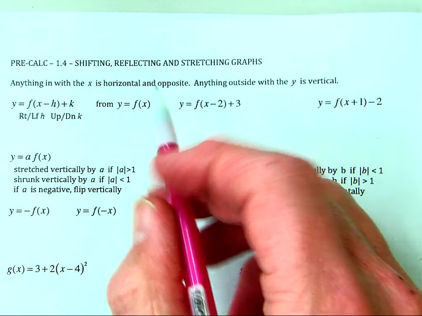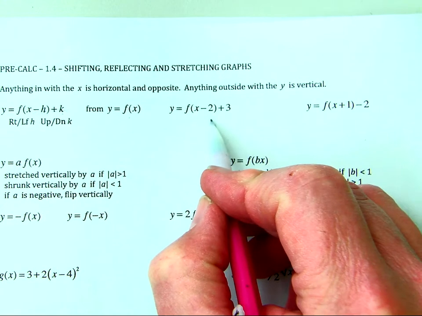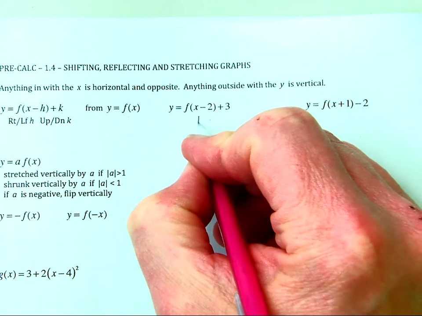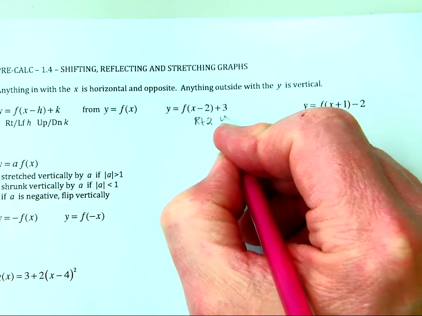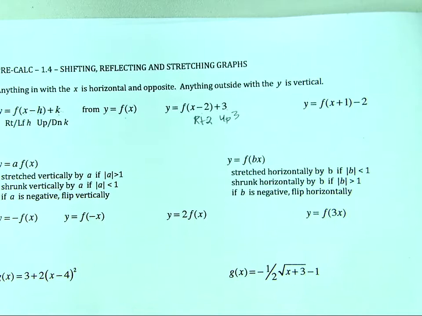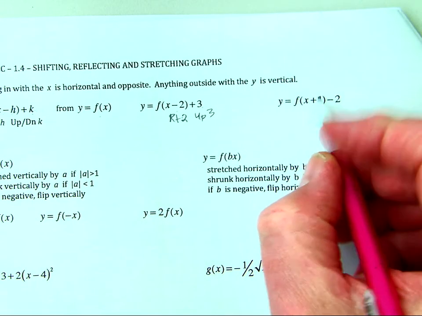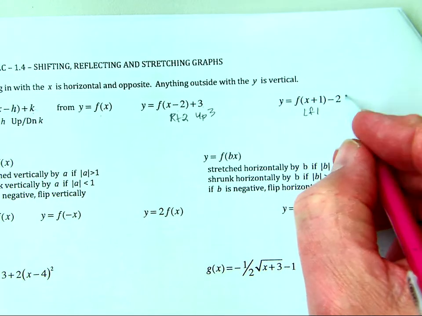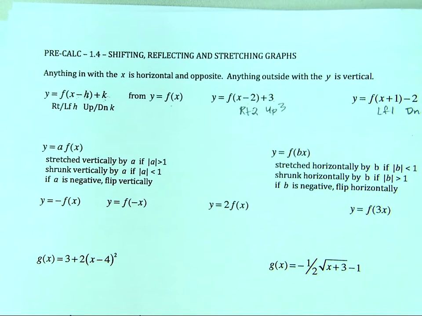So if we had this graph, if I said, here's my standard graph, y equals f of x, what kind of shifting is going on here? We always start from the inside. So x minus 2 means we're going to go right 2. This plus 3 out here means we're going up 3. Or this one here, again, start inside the parentheses. That x plus 1 says we're going to shift that whole graph left 1. The minus 2 says we're going to shift that graph down 2. So those are translations. That's just shifting left and right and up and down.